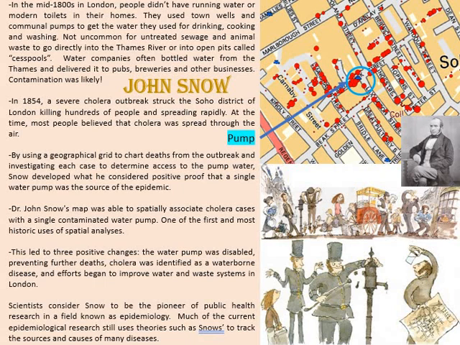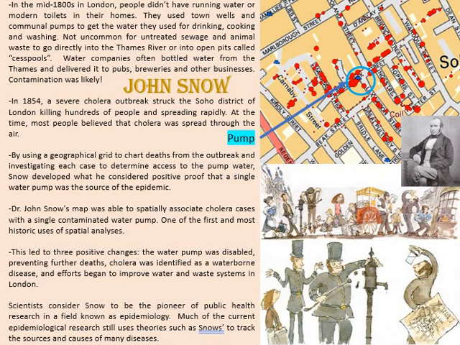So in the mid-1800s in London, people didn't have running water or modern toilets in their home. As you can imagine, they used town wells and communal pumps to get the water they used for drinking, cooking, and washing. It was not uncommon for untreated sewage and animal waste to go directly into the Thames River and into open pits called cesspools. There's a nice thought to get your Monday started. Water companies often bottled water from the Thames and delivered it to pubs, breweries, and other businesses. So you can imagine there was a high potential for contamination.